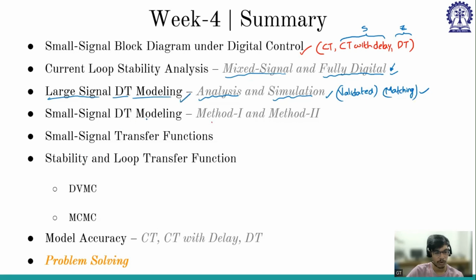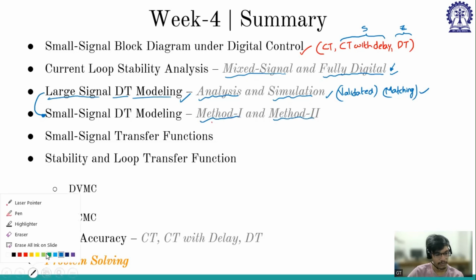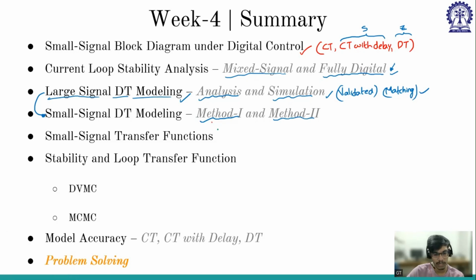Then coming to small signal DT modeling. We derived this from the large signal DT modeling. It has two methods: method 1 and method 2. In method 1, we gave some perturbations and found how the perturbation gets reflected. Phi is due to the state space perturbation, and gamma is due to the duty ratio perturbation.